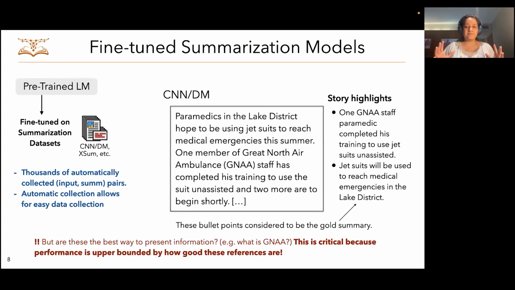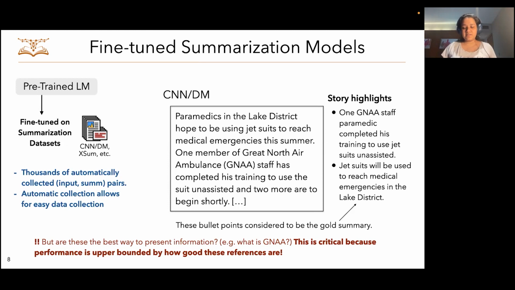But the question that we need to ask is, is this the best way to present information? Yes, it was easily accessible, but one thing that we can see is that it doesn't really flow here, right? So it talks about the GNA staff first, but it doesn't explain what GNA is, firstly. So there's some amount of coherence issues in this story highlights.